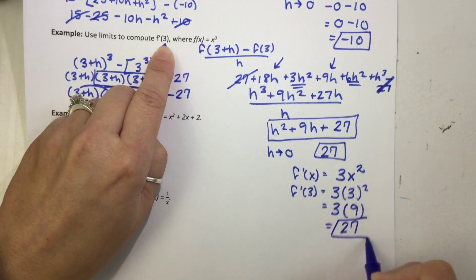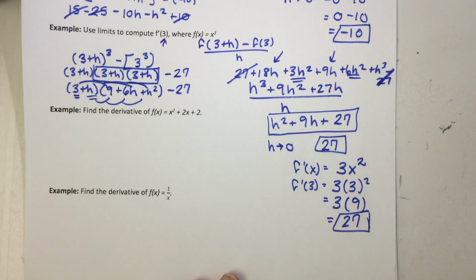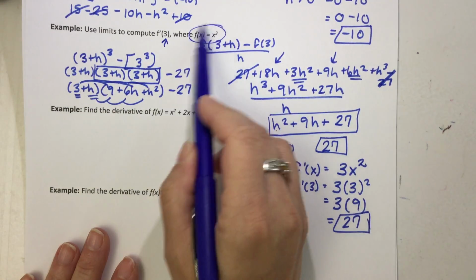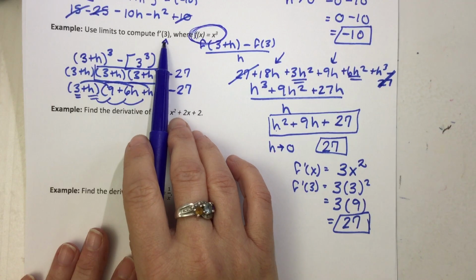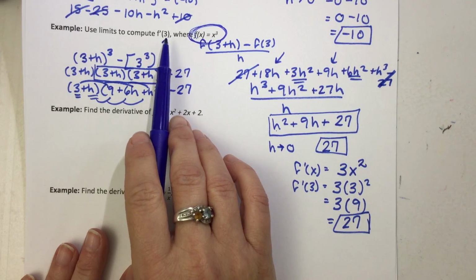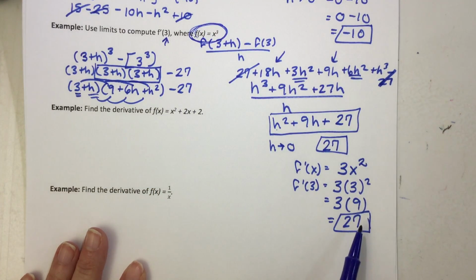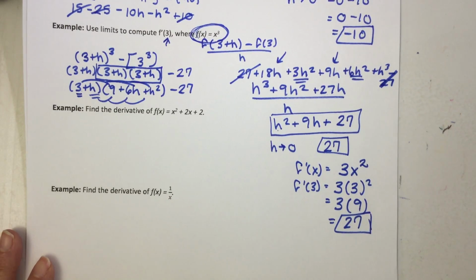3 times 9 is 27. So we proved that the limit of this function, as x is approaching 3 from both the left and the right, the y value is approaching 27 from both directions.